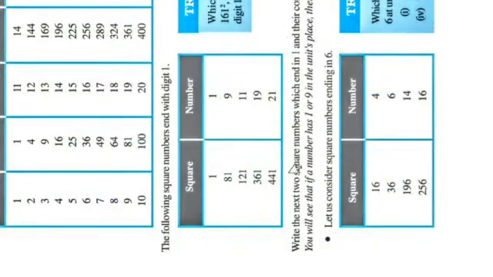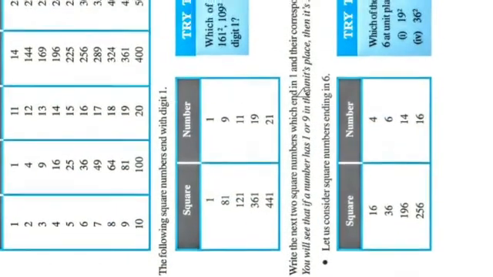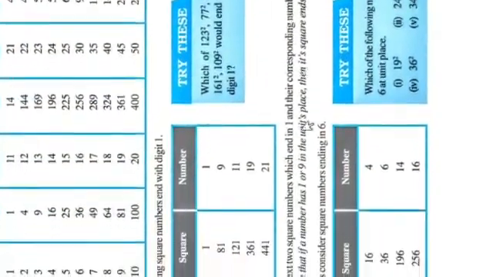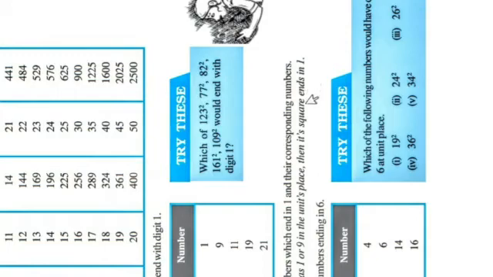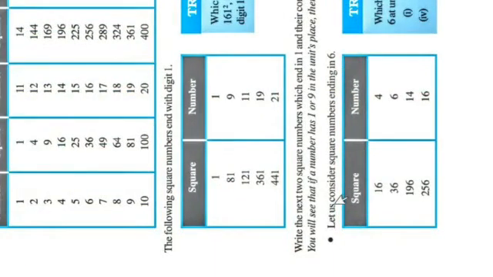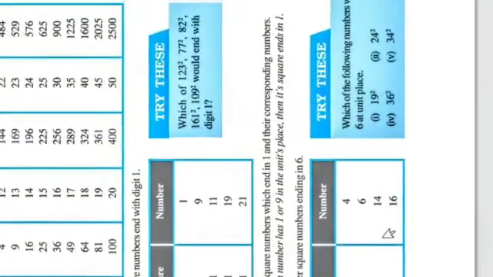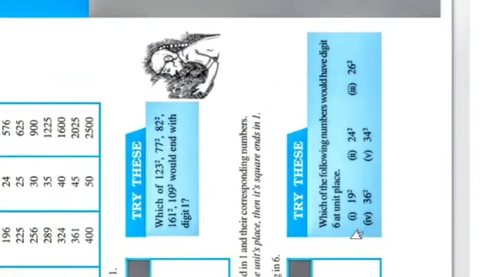Now further, write the next two square numbers which end in 1 and their corresponding numbers. You will see that if a number has 1 or 9 in units place, then its square ends in 1. Okay, now further consider square numbers ending with 6. So let us see the square numbers which are ending with 6. 4 fours are 16, 6 sixes are 36, 14 fourteens are 196 and 16 sixteens are 256.